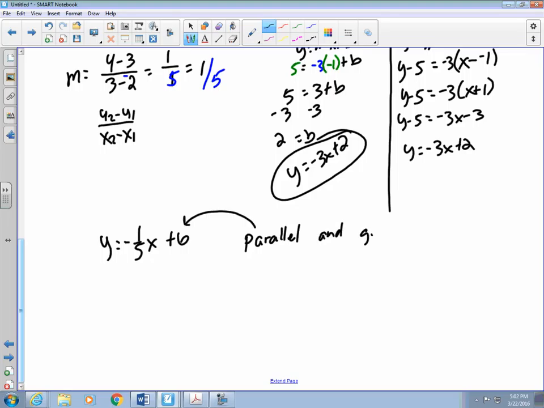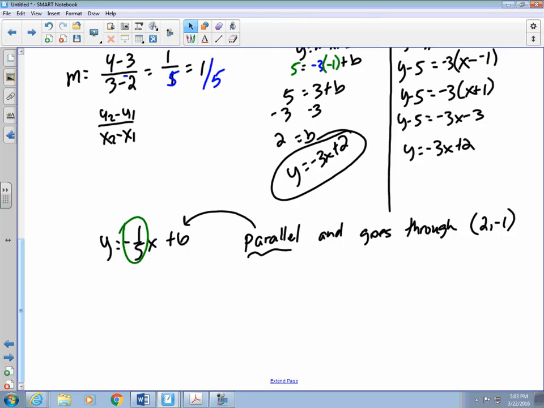and goes through some point (2, -1). So knowing that if something's going to be parallel, the slopes have to be the same. So all we're really interested in is, well, if that slope's negative a fifth, then this slope, I'm going to stick to slope-intercept form instead of point slope, then this slope has to also be negative 1/5. Okay, and then you take this ordered pair, just like we did before, and we plug it in.